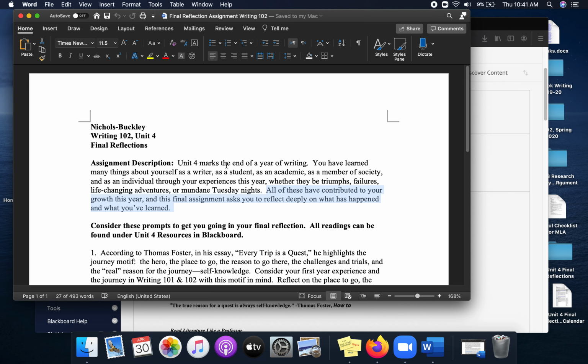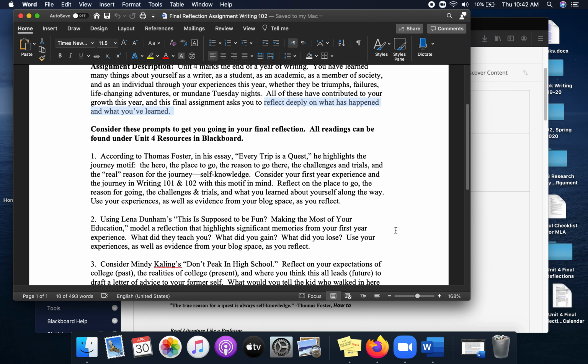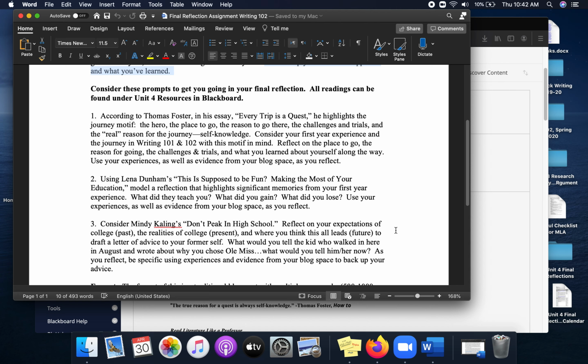It really is about reflecting deeply. This is in the assignment sheet. Reflecting deeply on what has happened and what you've learned. And you can approach this assignment in a number of ways. I'm going to show you some student samples today that might inspire some revisions here in the next few days.